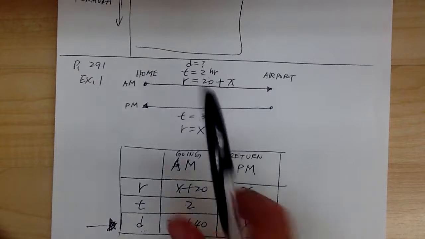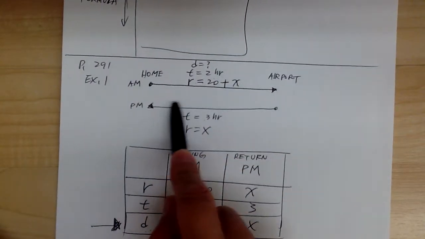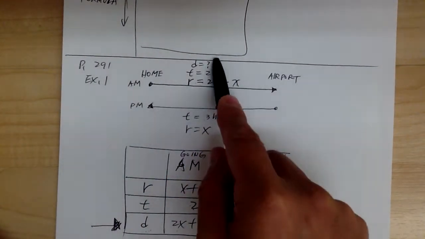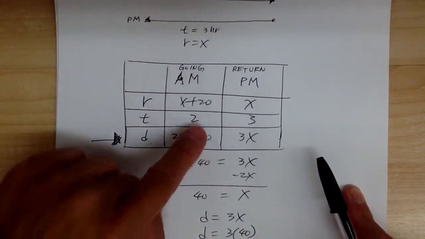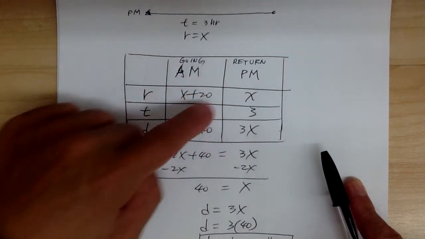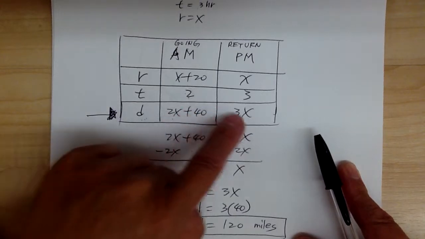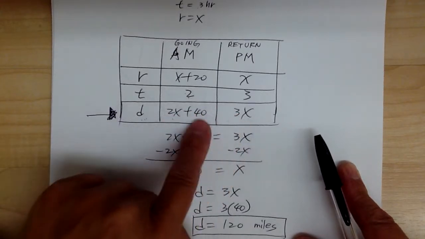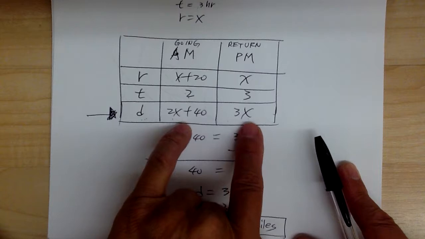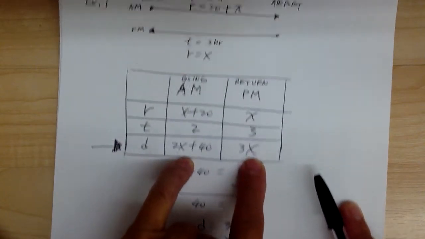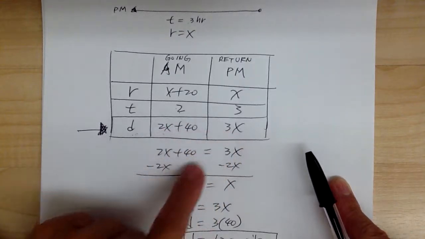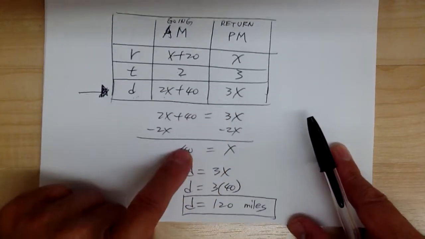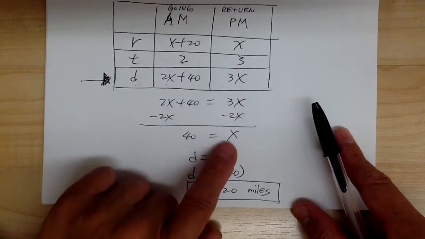So again, first, read the story, draw the picture correctly. All the information should be on the picture. After that, you make the table, fill in the blanks, and figure out the relationship between going and return. Figure out the relationship between the two distances. This one is going and coming back on the same route, so that means the distance is equal. So you set equal, you solve. And again, make sure you answer the question.